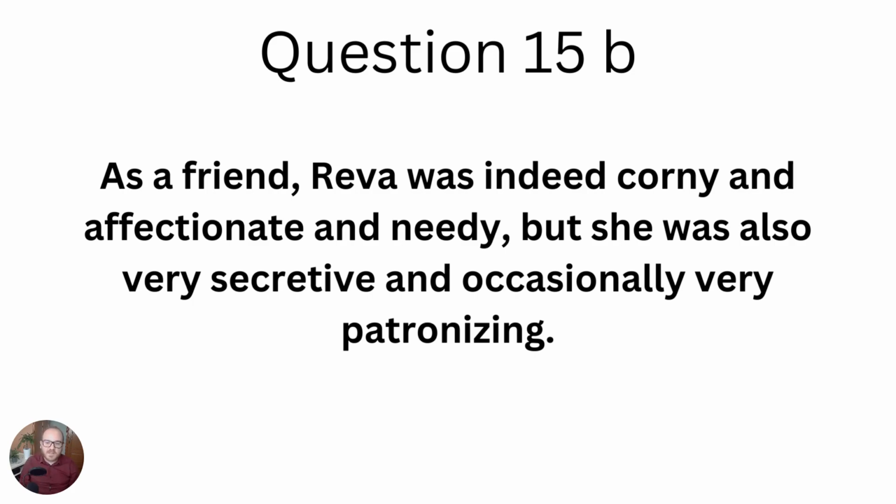The first independent clause is a subject verb predicate adjective clause, where Riva is the subject, was is the verb, and indeed corny and affectionate and needy are the predicative adjective. The second independent clause is also a subject verb predicate adjective clause, where she is the subject, was is the verb, and very secretive and occasionally very patronizing are the predicate adjective. Both clauses are linked together by the conjunction but, which indicates contrast.